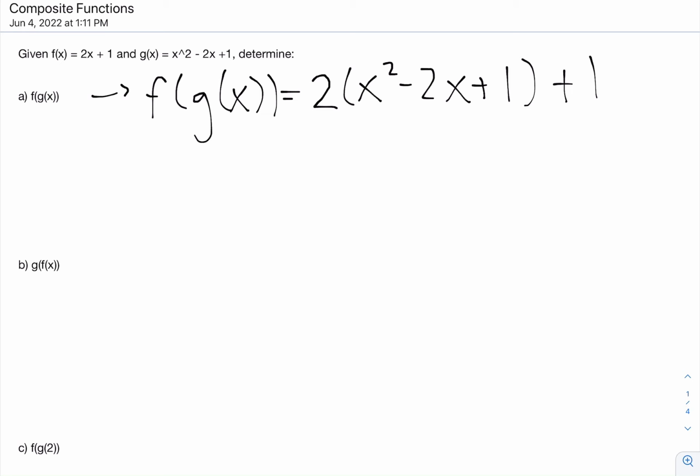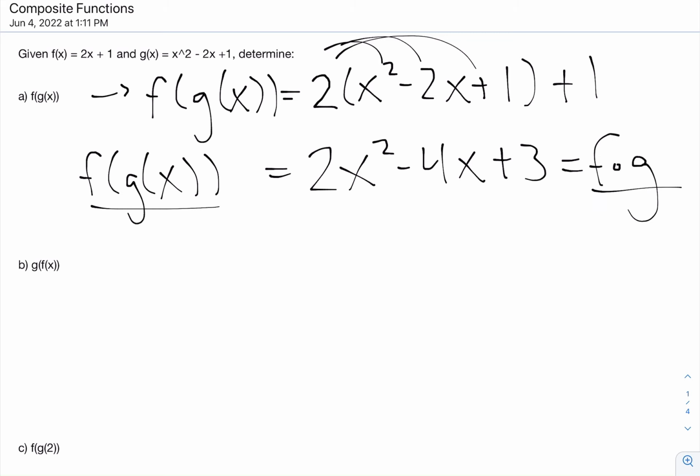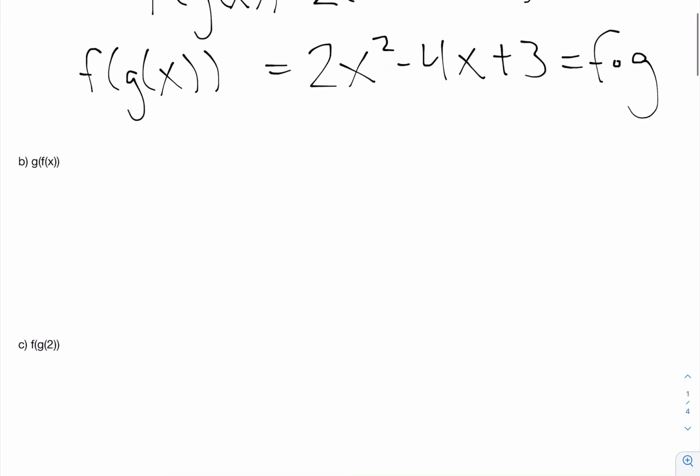And also we can expand this. Once we expand this 2 out, we're going to get 2x squared minus 4x plus 2, and then we're adding another one, so it's going to be 2x squared minus 4x plus 2 plus 1, so plus 3. So I'm going to write here, f of g of x is going to be equal to this side here. And another notation is just f and then a little o g. So it kind of looks like the word fog, except this o is really small. I don't know where the notation came from, but both of them are the same. So f of g of x equals f, a little o, g.